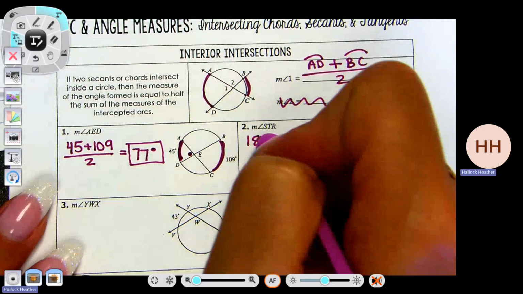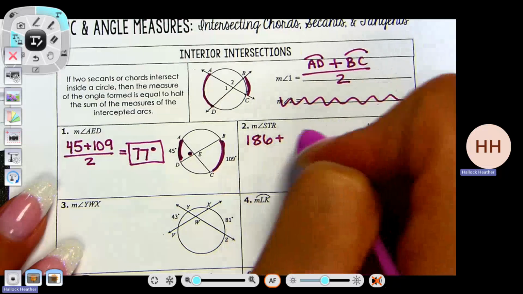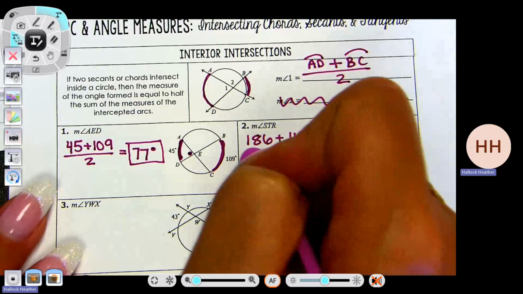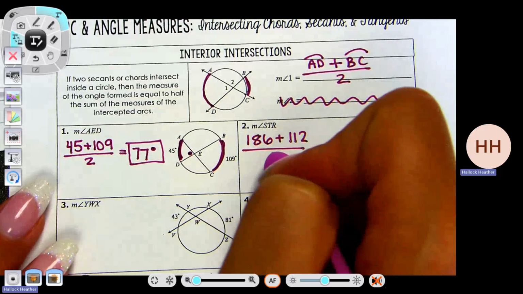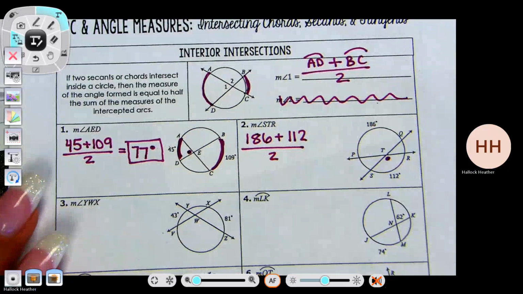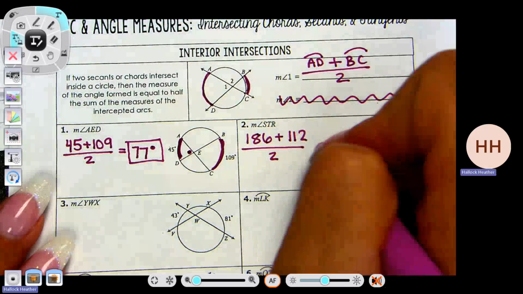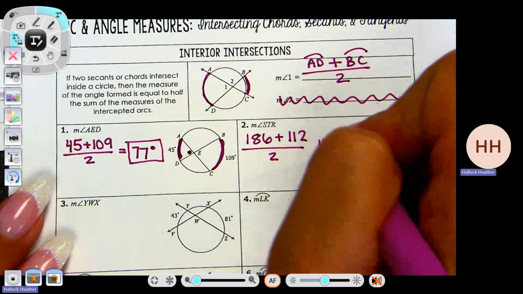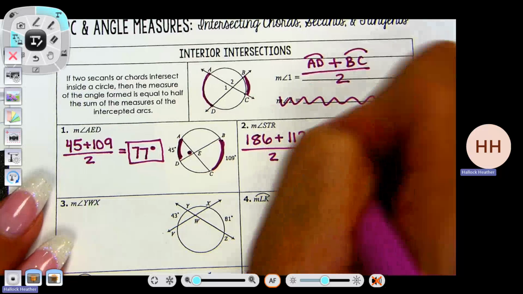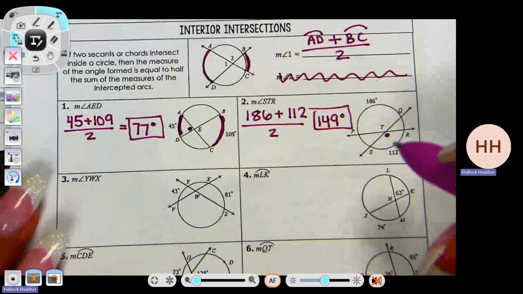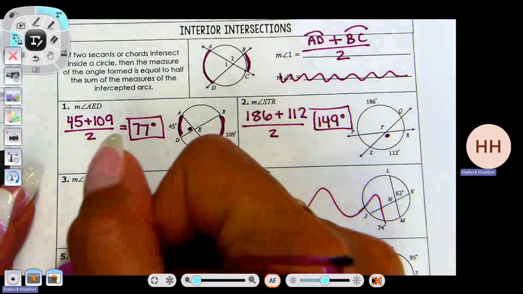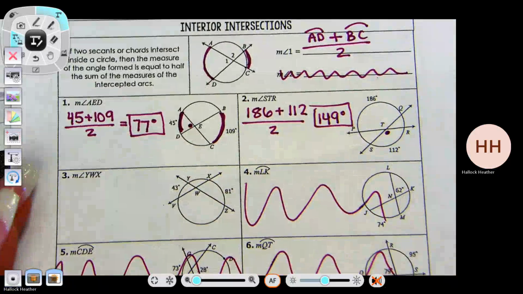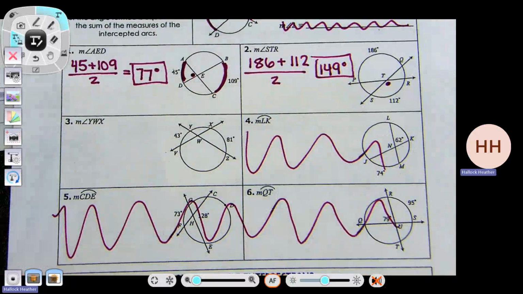When you find the average of something, you add them all up and divide by how many numbers there are. So if it's 2 numbers, you're just adding the 2 and dividing by 2. So what do we get? 149. Easy peasy lemon squeezy. Try number 3. Then we're going to skip 4, 5, 6, because this is easy and it's going to get harder.